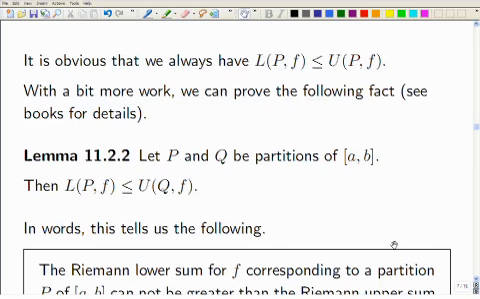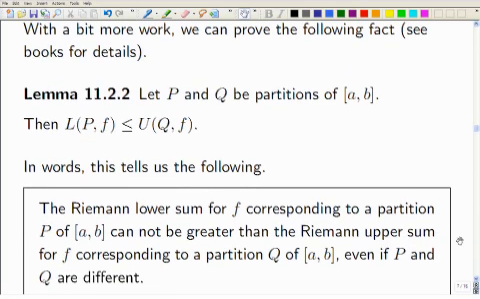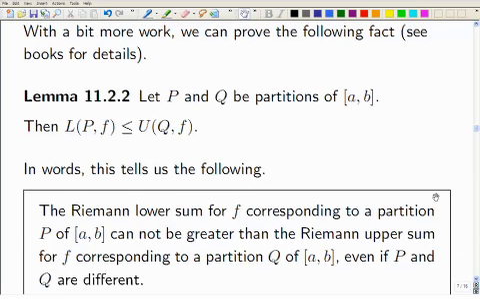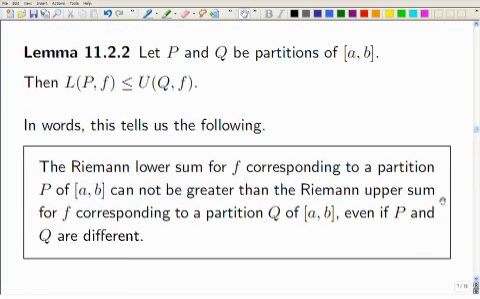But you don't need to know that proof. What you need to know is that it doesn't matter which partitions you take, P and Q, the lower sum corresponding to P can never go bigger than the upper sum corresponding to Q, even if they're different partitions. Any questions about that? Right. So now we're nearly in a position to talk about integration.